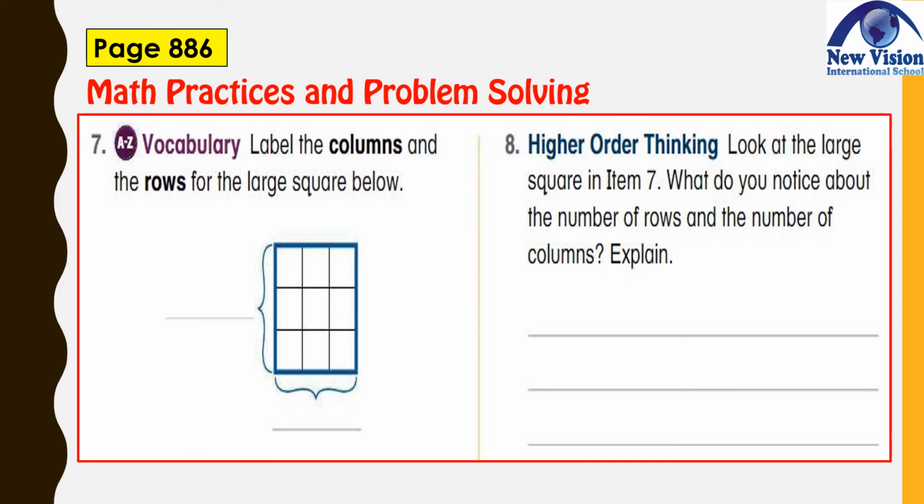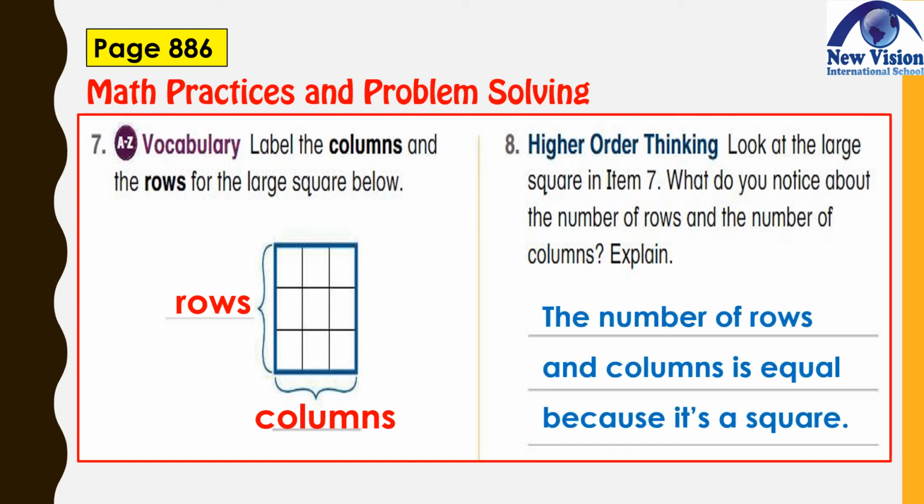Number 7. Label the columns and the rows for the large square below. So we have here rows, and then we have columns. Number 8. Look at the large square in item number 7. What do you notice about the number of rows and the number of columns? Explain. The number of rows and columns is equal because it's a square.